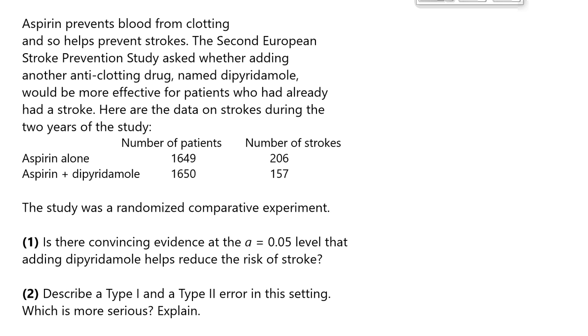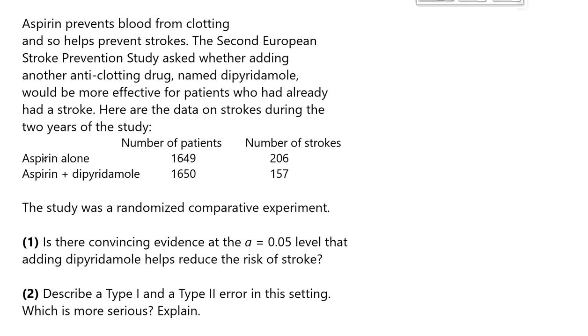So today we're going to look at a two proportion z-test. This particular one focuses on a study that was wondering if we added an additional anti-blood clotting drug named dipyridamole to people who are taking an aspirin therapy, would that be more effective in reducing the number of strokes in patients? So you have some information given to us here.